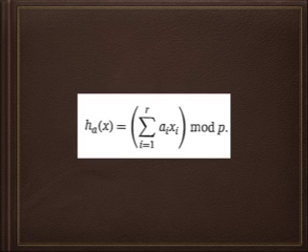The universe U is the set of all strings of length at most 1000, or of length exactly 1000 if we pad them out with blanks.